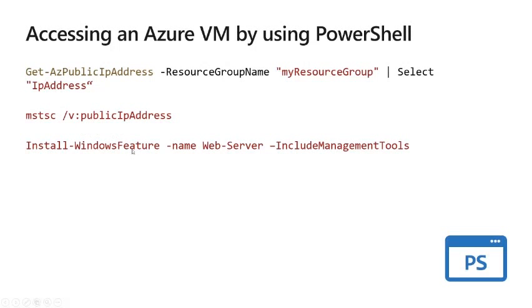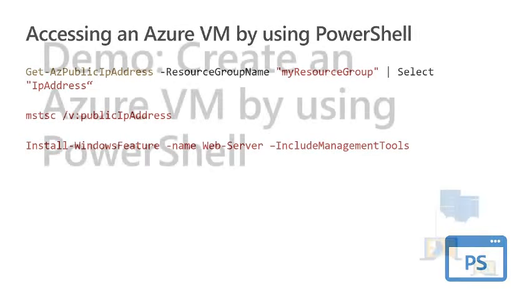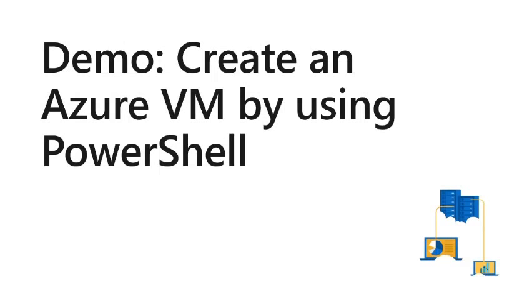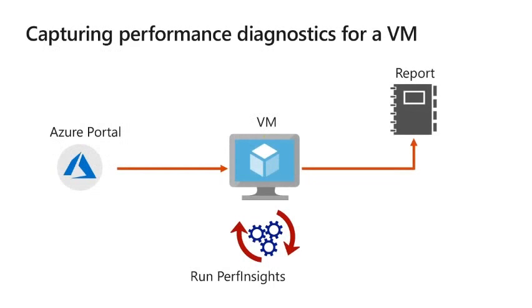With this mstsc command and the public address, which you will get from here, you need to install the Windows feature named web server. We have already done that.